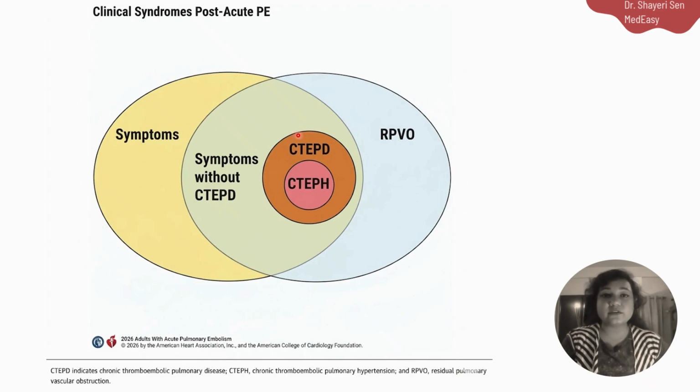Now, all symptomatic patients will not have RPVO, and all RPVO patients are not going to be symptomatic. Amongst the patients who are symptomatic and do have RPVO, there is going to be a subset of patients who will have CTEPD, a chronic thromboembolic pulmonary disease. And the CTEPD patients who do have an additional pulmonary hypertension are regarded as CTEPH, chronic thromboembolic pulmonary hypertension. Now note, there could be patients who are symptomatic and have RPVO, but these patients may not have CTEPD. So this is in short the clinical syndromes post-acute PE.